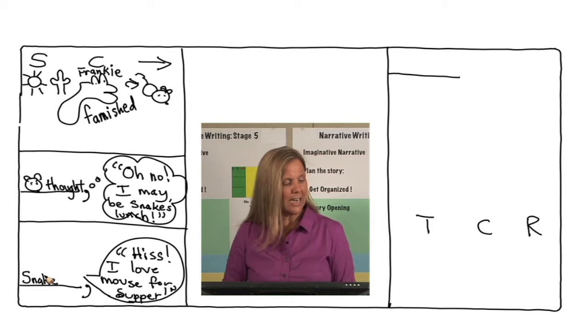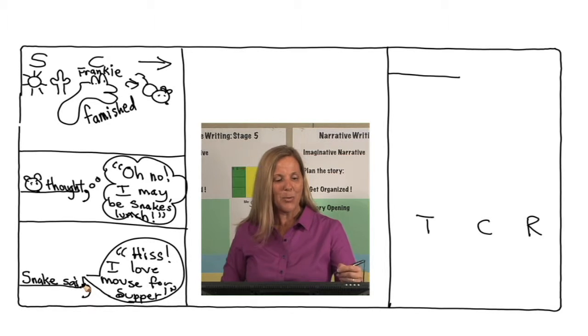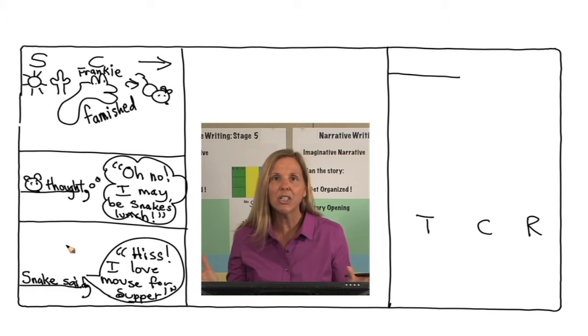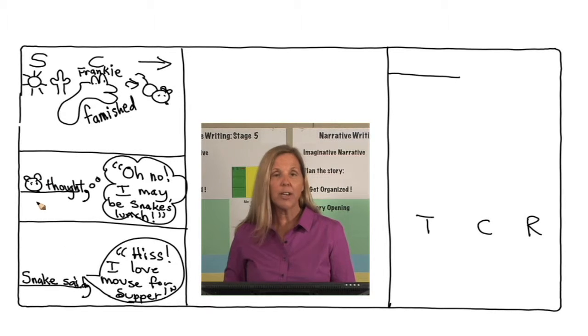And then what did snake do? Snake said, hiss, I love mouse for dinner. We have the beginning of our story. We have our story opening at the top with SC arrow. Then we decided to have a couple of sentences to show a reaction. And we decided we wanted to show the reaction of the mouse and of the snake by having them think something and say something.